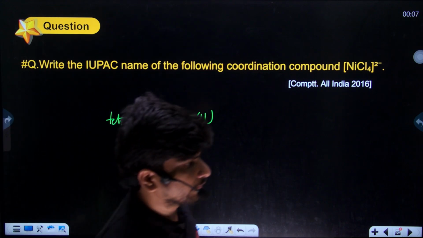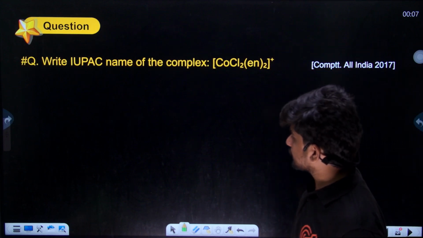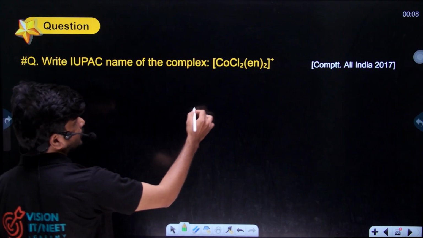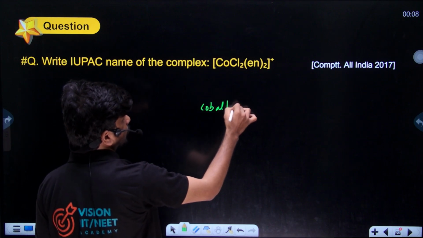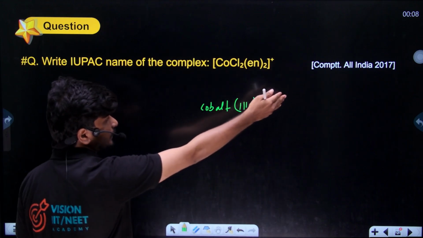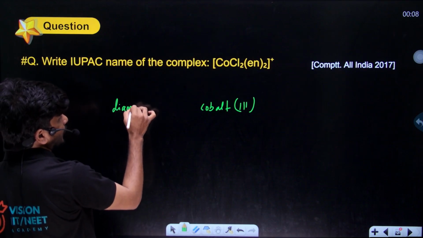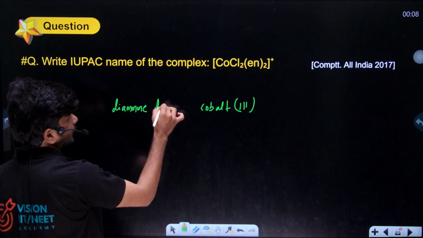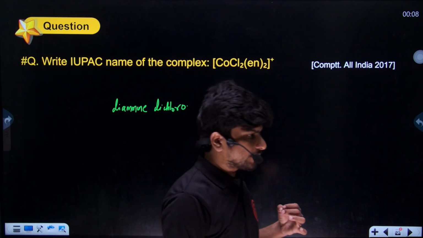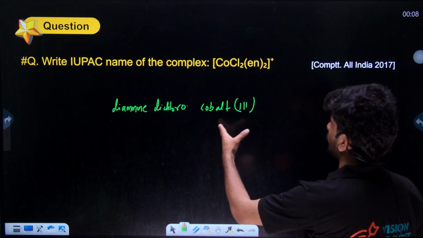Okay, done everyone. So let us continue. IUPAC name of the complex [CoCl2(en)2]+. So this is cationic part. You will be writing it as cobalt. Cobalt, the overall charge is 3. Oxidation state is 3. You don't have any anionic part. So you will be writing in alphabetical order. It is diammine, dichloro, because this is cationic part. So you will be writing it as diammine, dichloro. Then you will be getting cobalt.